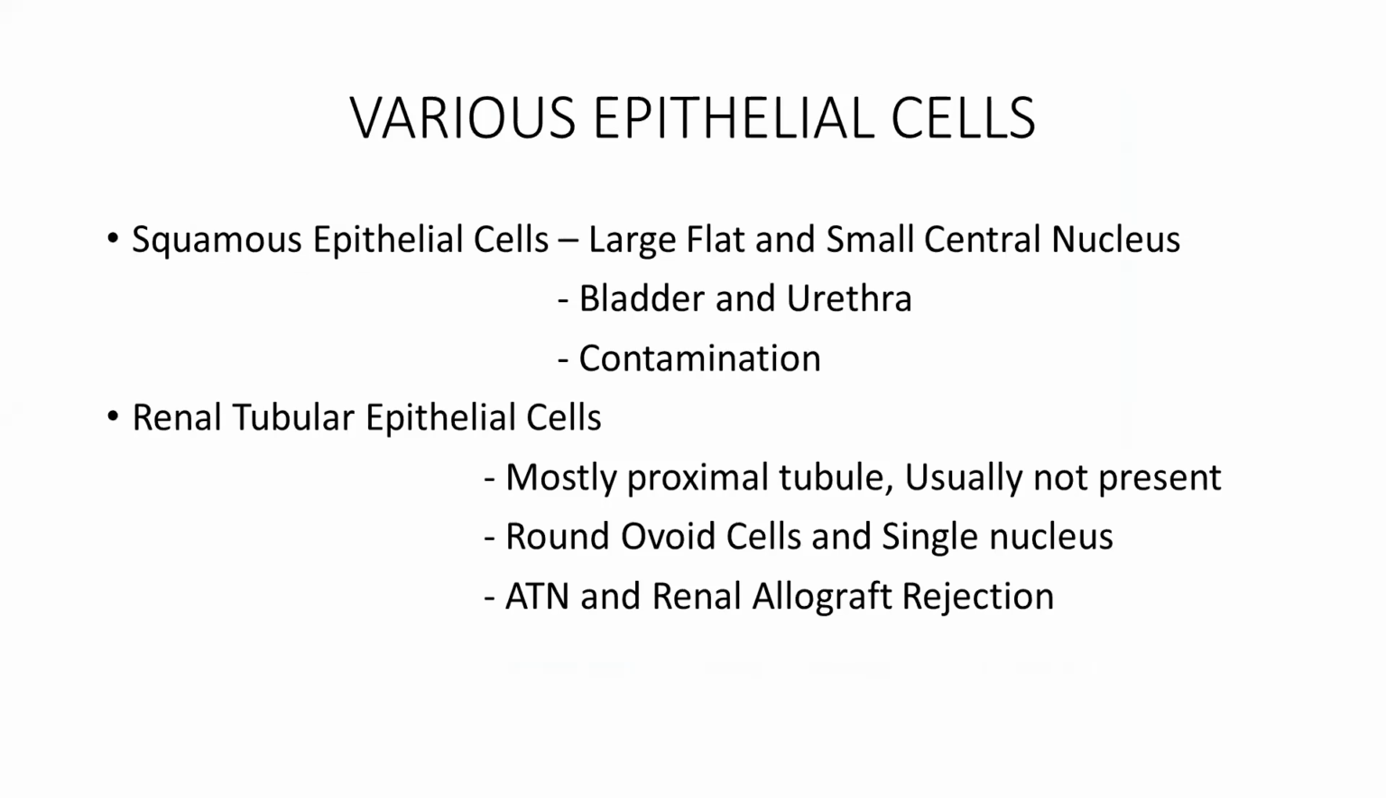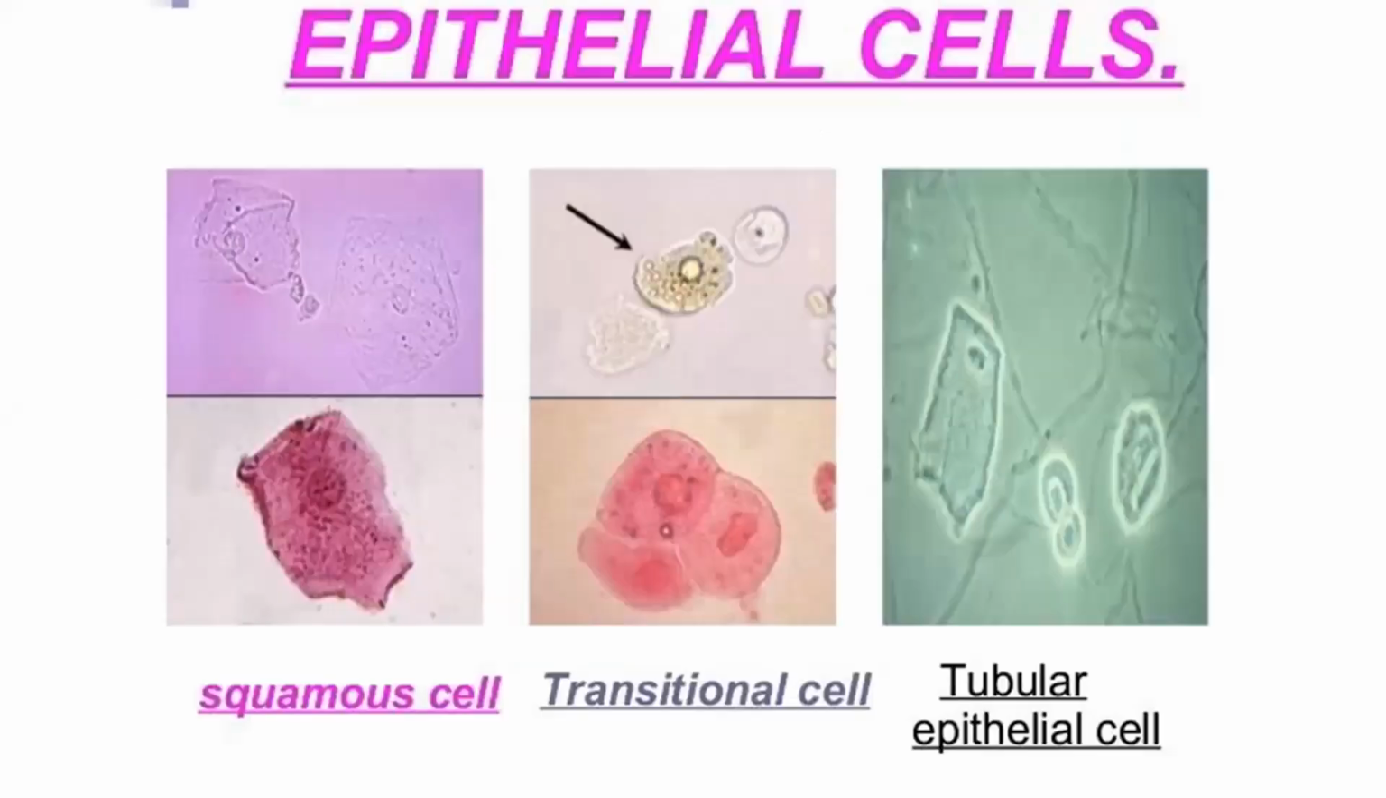And then comes the various forms of epithelial cells. Squamous epithelial cells are large flat cells with a central nucleus. Usually they are from the bladder or urethra, and it indicates contamination of the urine. Renal tubular epithelial cells are usually not present. They are mostly from the proximal tubule, round oval cells with a single nucleus. And it's a feature of acute tubular necrosis and renal allograft rejection. These are the different kinds of epithelial cells: squamous cells, transitional cells from the urethra, and tubular epithelial cells.